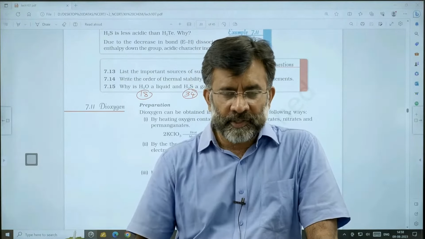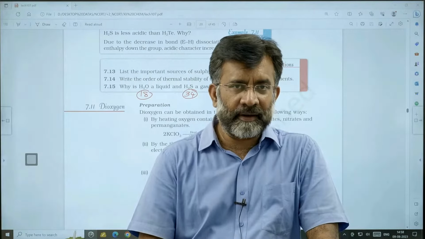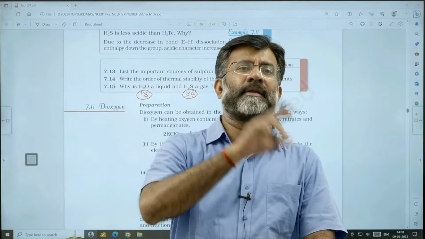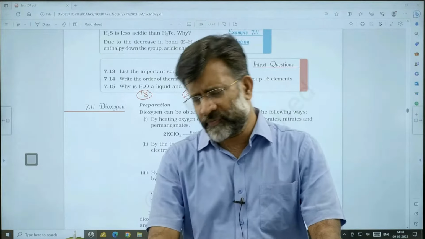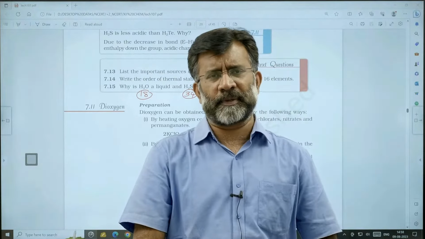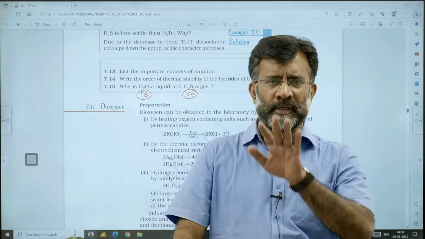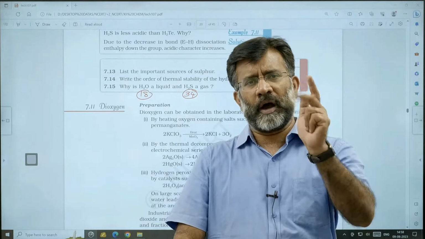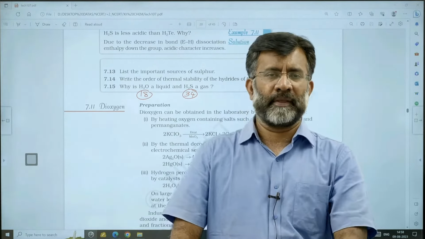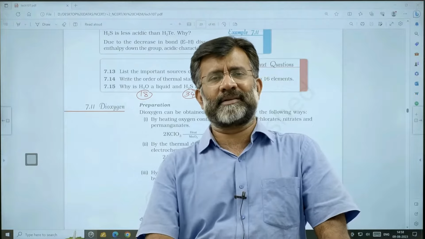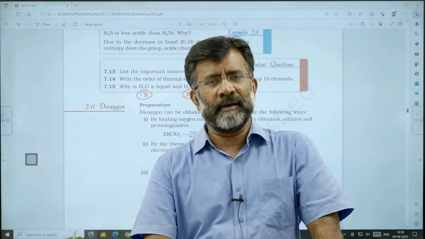So if H2S is a gas, definitely H2O also should have been a gas. It is not. It is in the liquid state. All of you know that there is something special regarding the molecules HF, H2O, ammonia. They are capable of making hydrogen bonding. H2O makes extensive hydrogen bonding, due to which it is in the liquid state.